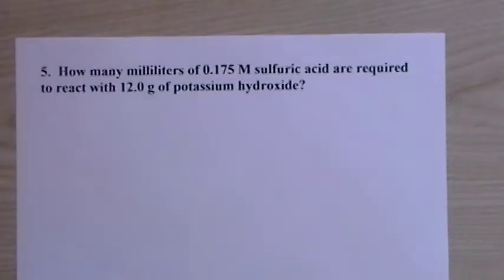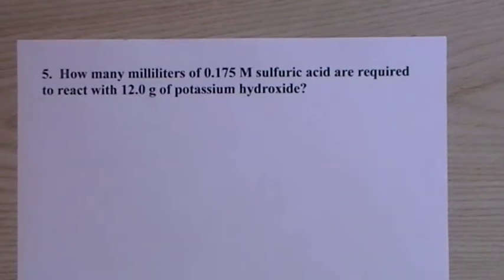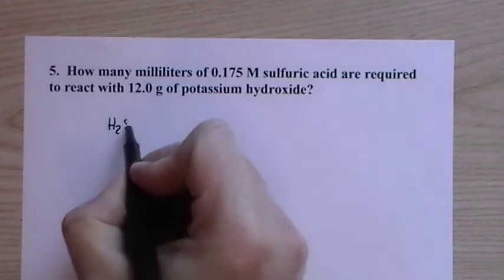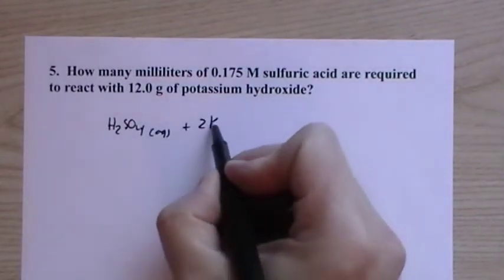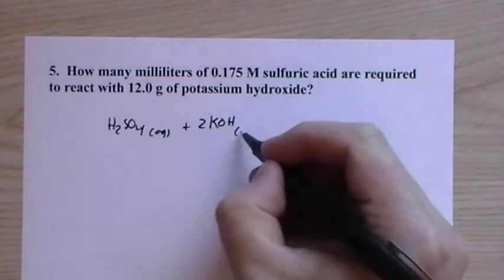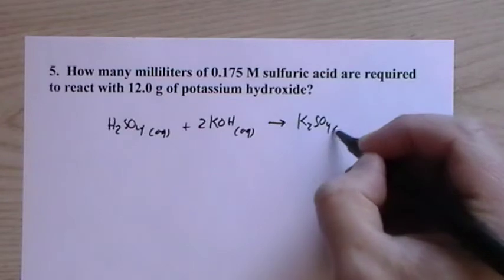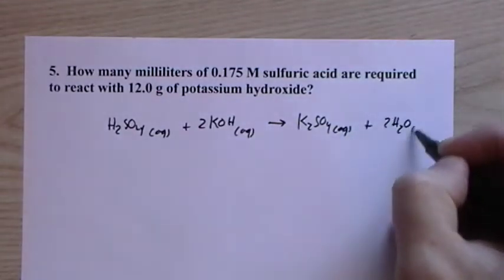Now, 5. How many milliliters of 0.175 molar sulfuric acid are required to react with 12 grams of potassium hydroxide? This one I bring up because now instead of being 1 to 1, it's going to be 2 to 1, or 1 to 2 here. This is our equation, and we get 2 moles of water.